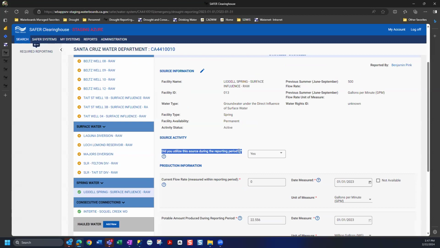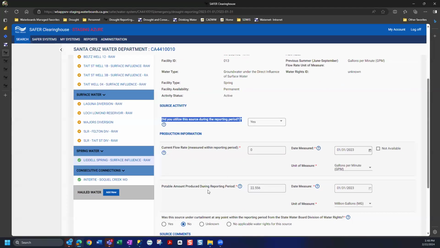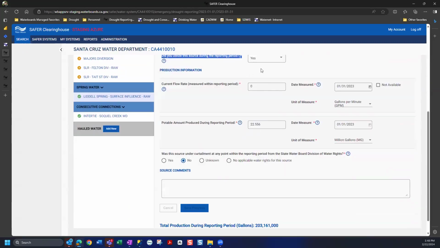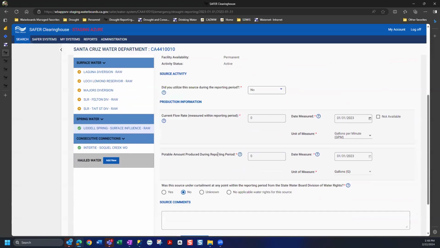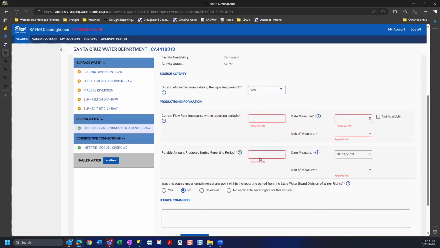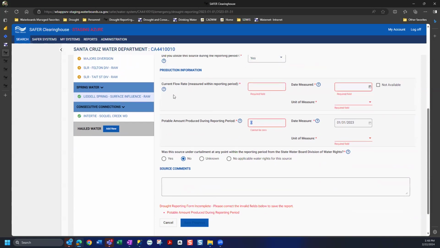You could have run it to waste, could have run it pumped to waste, you could have run it for sampling, but you did not run it into the distribution system. Your flow meter is saying there is no amount produced for this reporting period. Then you can hit no. So if you used it, you hit yes. If you did not use it, you're going to hit no. What that allows you to do is to enter a 0 for potable amount produced during a reporting period. If I am utilizing this source and I try to put a 0 under potable amount produced during a reporting period, I'm going to get an error, cannot be 0. So if you did not utilize the source, you're going to need to say, no, I did not utilize the source. But if I put yes, I'm going to be asked only 3 questions for springs.